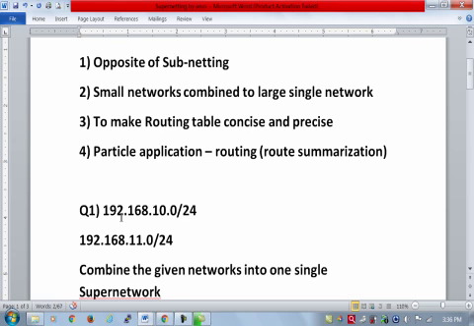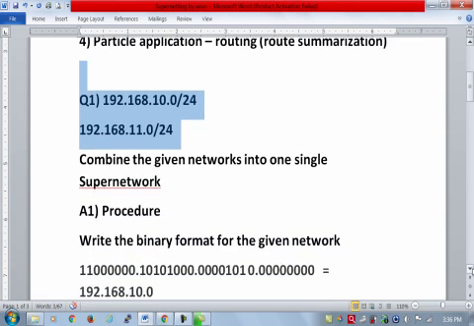I have a network 192.168.10.0/24, and I have another network 192.168.11.0/24. Now in my routing tables I will have the entries of these two, and these two entries will be sent to other routers also, but I just want to send the route summary. That is, I want to club this network and this network into one single super network, and just send the route summarization.